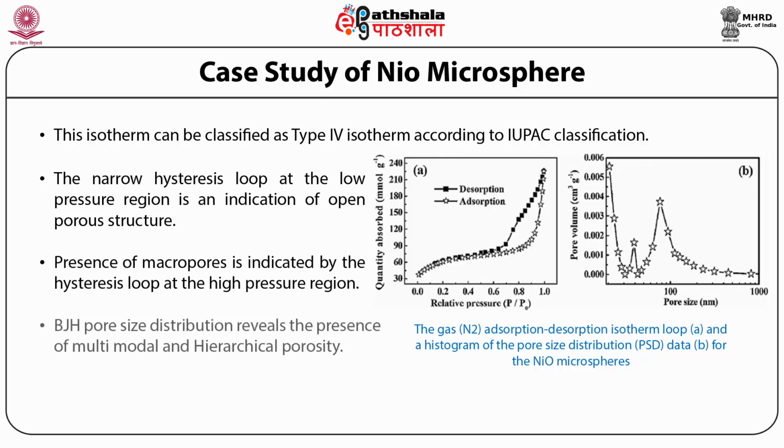BJH pore size distribution reveals the presence of multimodal and hierarchically porous structure. Hierarchical porosity means macropores within mesopores.